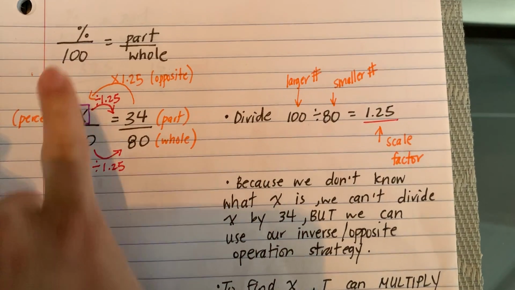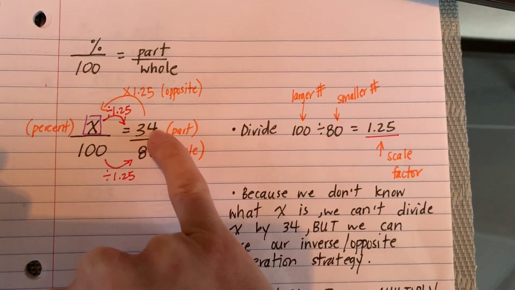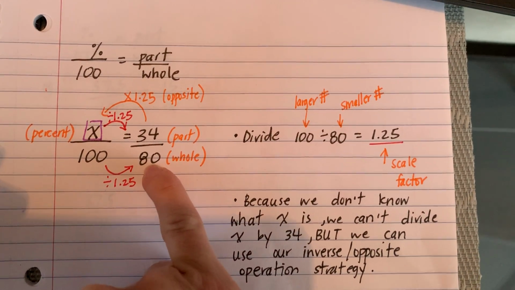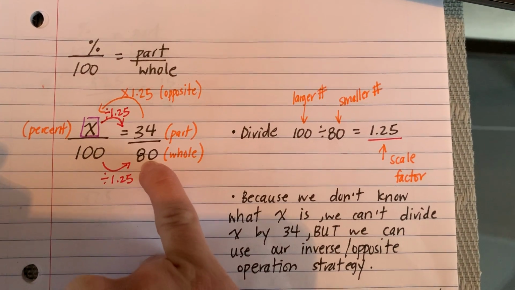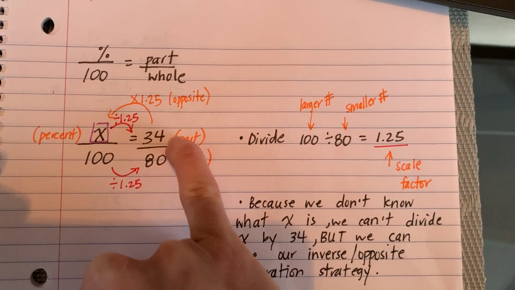So I'm missing the percentage. That's what I'm looking for. She had 34 hits out of 80 times at bat. That means that 80 is my total. That's how many times she went to bat altogether. And she got to hit 34 times.